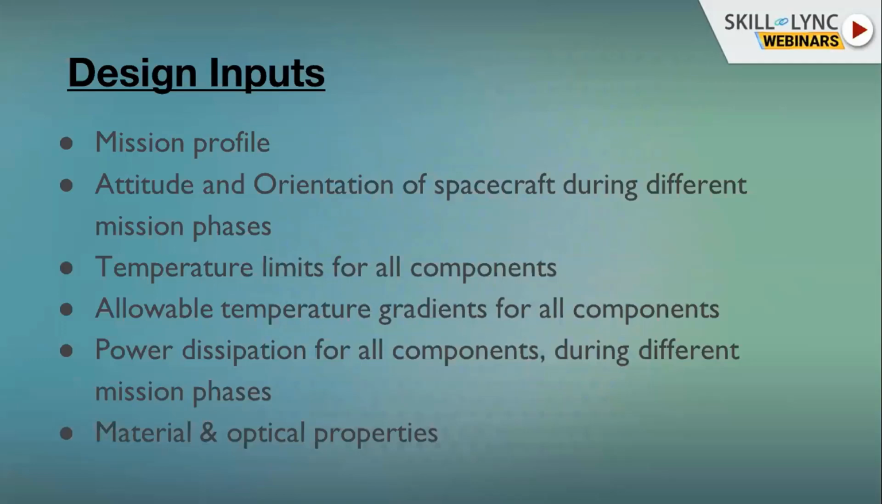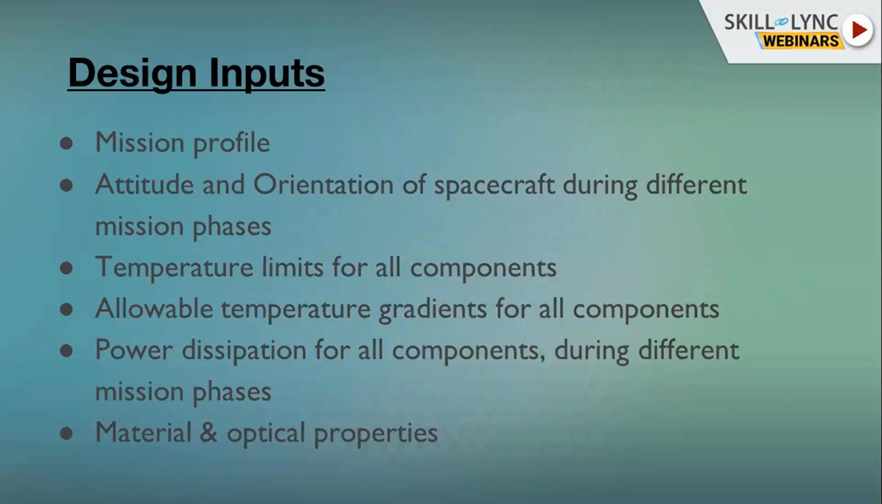Otherwise, they will tend to fail. So for, let's say, the battery pack, there's a gradient requirement that the temperature of no two cells of the battery must be greater than 3 degrees Celsius. So this is the kind of gradient requirements we have on the battery.